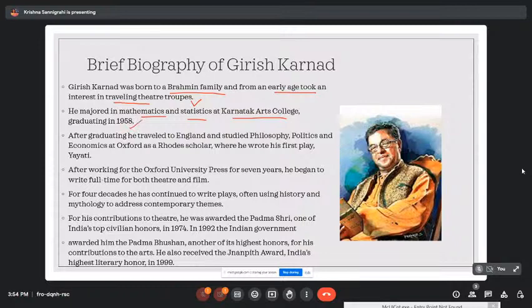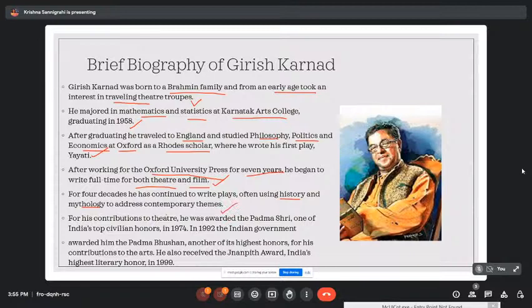After graduating, he traveled to England and studied philosophy, politics, and economics at Oxford as a Rhodes Scholar, where he wrote his first play, Yati. Now, after working for the Oxford University Press for 7 years, he began to write full-time for both theatre and film. For 4 decades, he has continued to write plays, often using history and mythology to address contemporary themes.